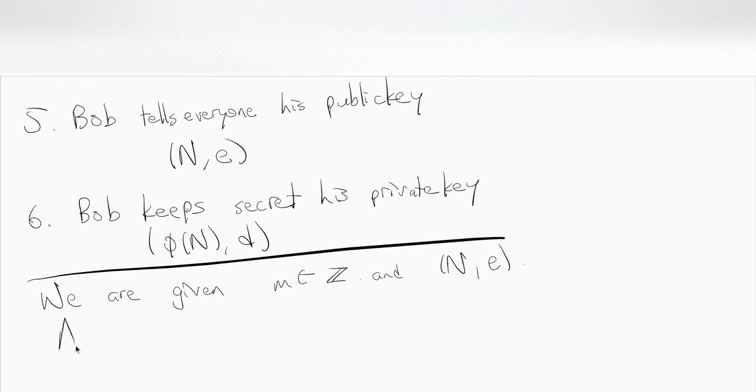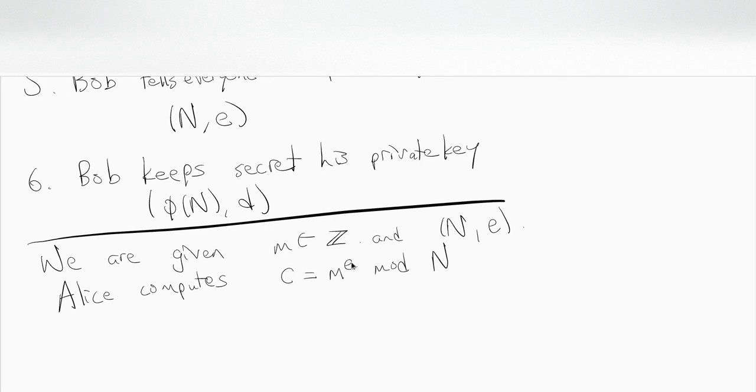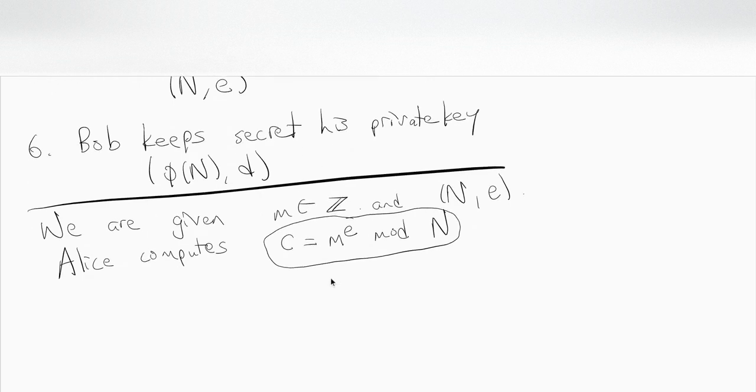Then what Alice does is compute c, which is just m to the e mod n. And that's it. Then Alice sends c, and there's some discussion we should have about how to do this as fast as we can. We have a method called square and multiply. I think someone mentioned this before in class, but let me remind you, or maybe I'll just describe it with an example.